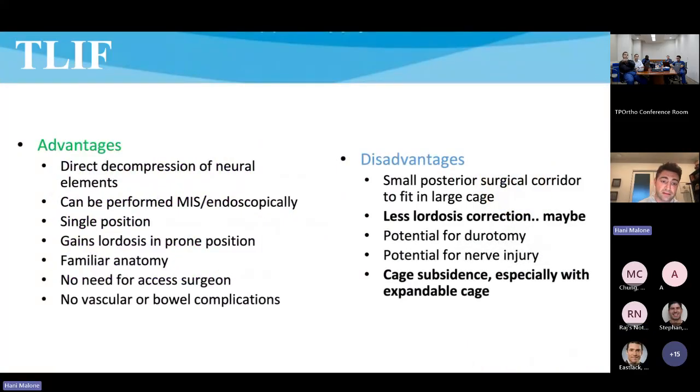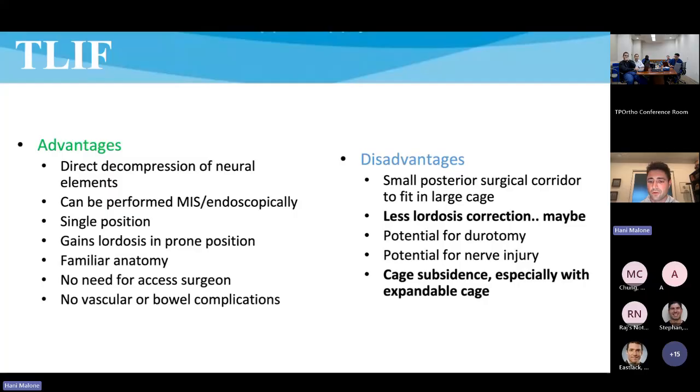But you can directly decompress the nerves, and you can do it MIS, and it's a single position. You get maybe a little more lordosis in the prone position. It's familiar for a lot of surgeons who are used to having patients in the prone position. You don't need an access surgeon. You're not going to get into a major vascular or bowel injury.